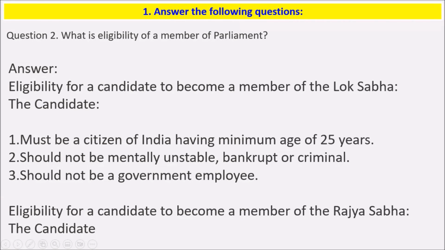Second question is, what is the eligibility of member of the parliament? So the eligibility for the candidate to become a member of Lok Sabha, the candidate must be a citizen of India having minimum age of 25 years, should not be mentally unstable, bankrupt or criminal, should not be a government employee.